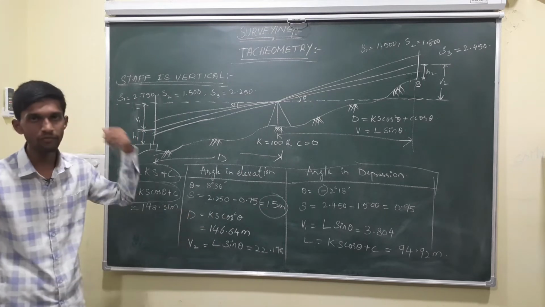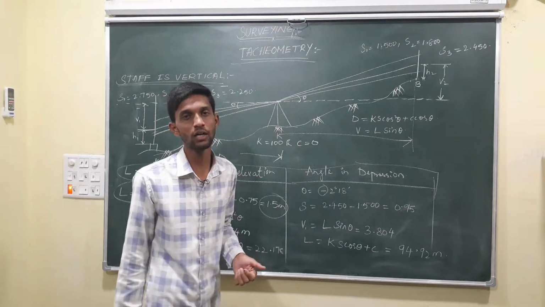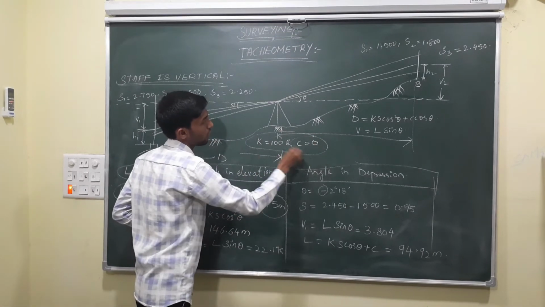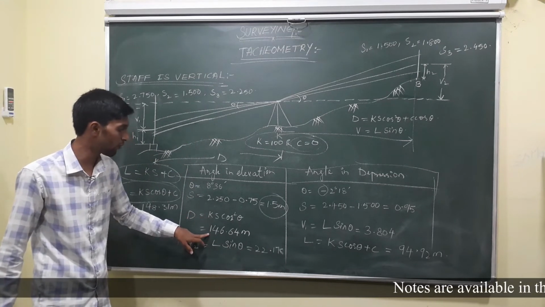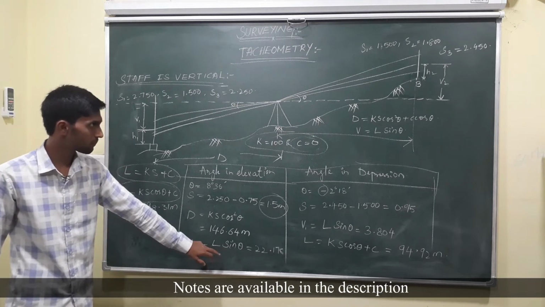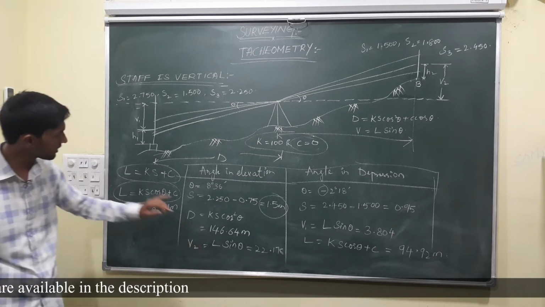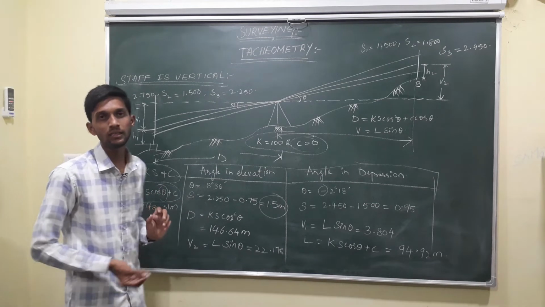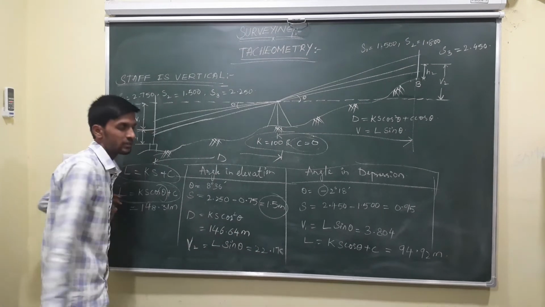Then the formula for D that we derived in the video is D equals Ks cos square theta plus C cos theta. But here we are using an analytical lens where C is 0, so we can directly eliminate C cos theta. So Ks cos square theta is 146.64 meter. Then V2 is L sin theta. Here, what is L? L equals Ks cos theta plus C. Here theta is 8 degrees 36 minutes. Okay, that gives V2, kept aside.